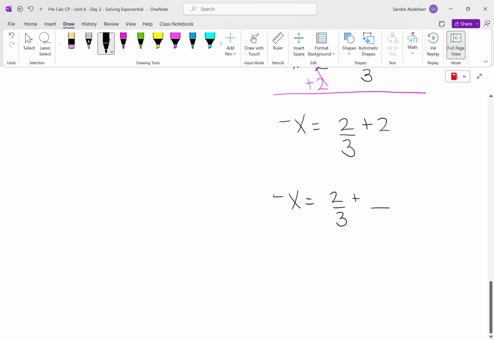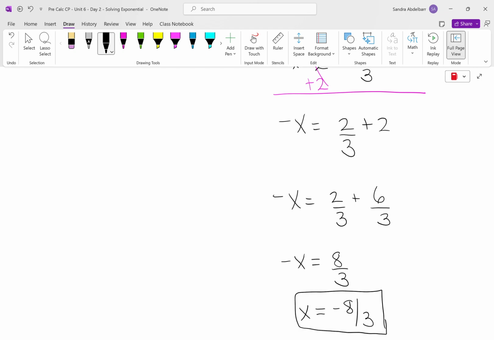But in order to add these, what do I have to create? A common denominator. So negative x is equal to 2/3 plus 6/3. So negative x is equal to 8/3. But then we have to get rid of that negative. So what do I get? If negative x is equal to 8/3, then positive x is equal to negative 8/3.